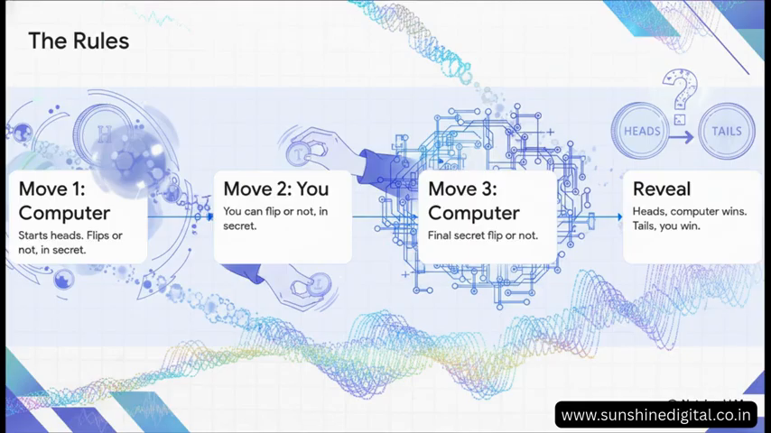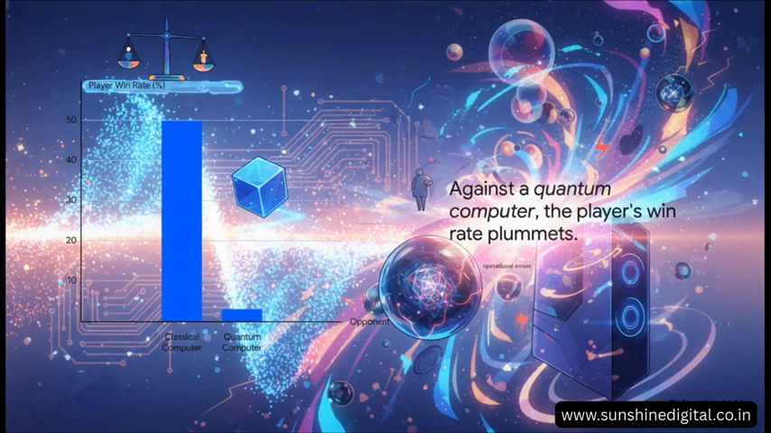So, the big question is, what do you think your odds of winning are? Well, if you play against a regular, classical computer, it's exactly what you'd expect. A 50-50 shot. A coin toss. But when this exact same game was played on a real quantum computer, oh boy, the player's win rate just falls off a cliff. The computer won almost every single time. And get this, the only games it lost were because of its own errors.